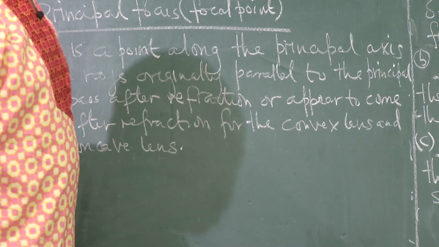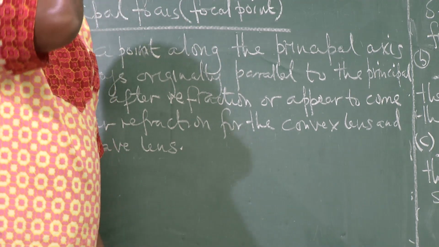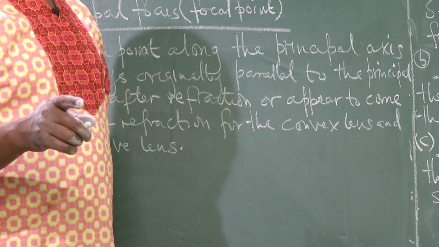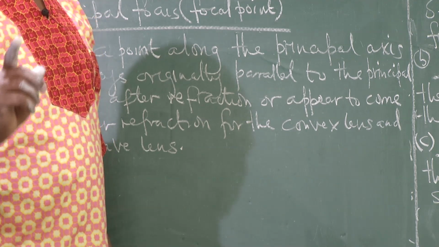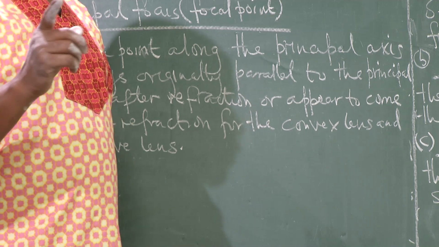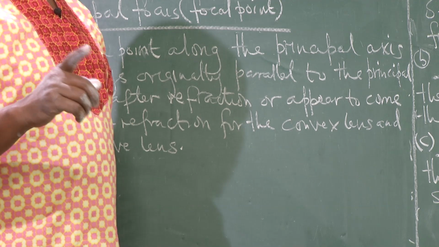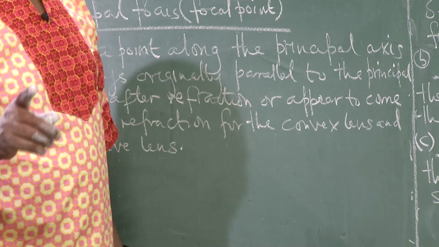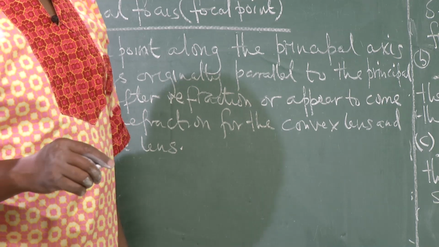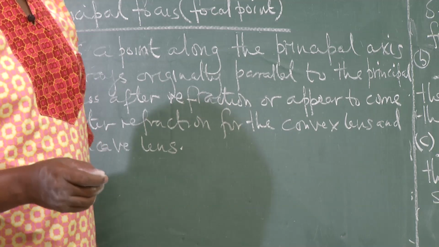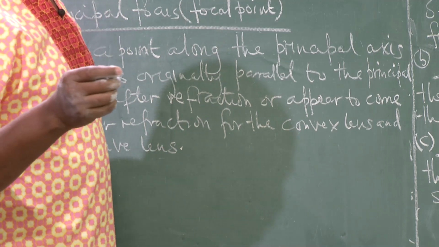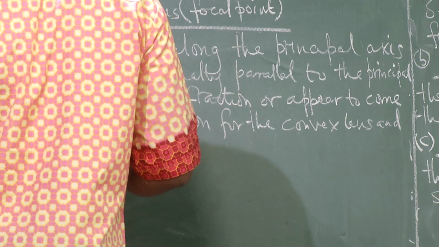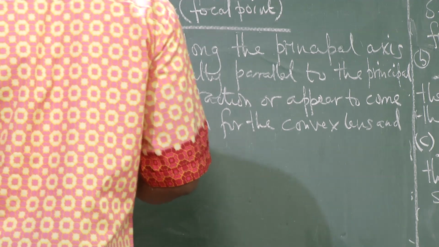If it is a convex lens, we are saying the principal focus is that point along the principal axis where rays that are originally parallel will pass after refraction. If it is for a concave lens, we say it's the point along the principal axis where rays that are originally parallel to the principal axis appear to come from after refraction. You may refer to the diagrams that I showed you when we were looking at how the convex lens works. You may refer to those diagrams.